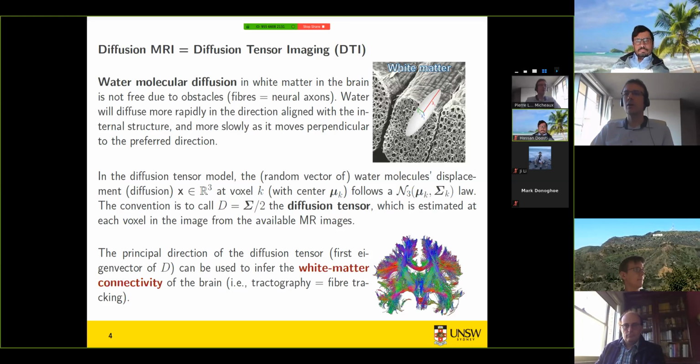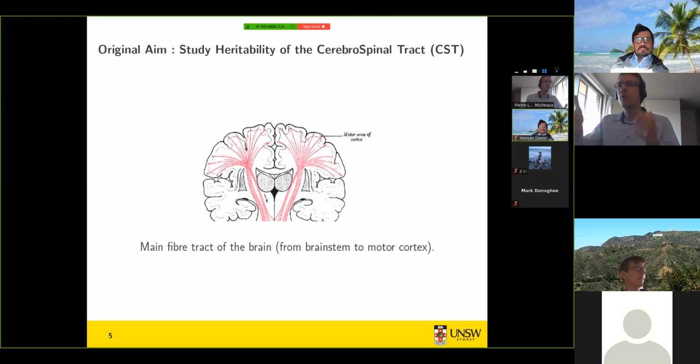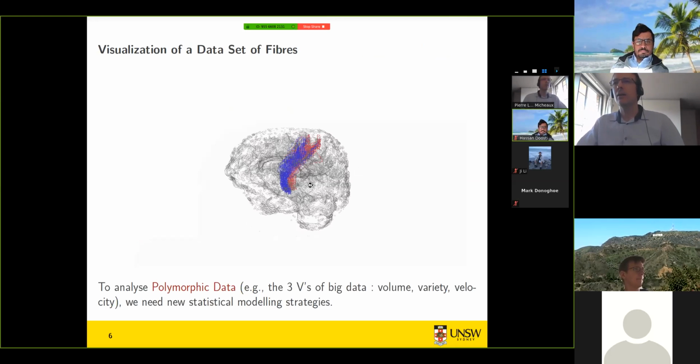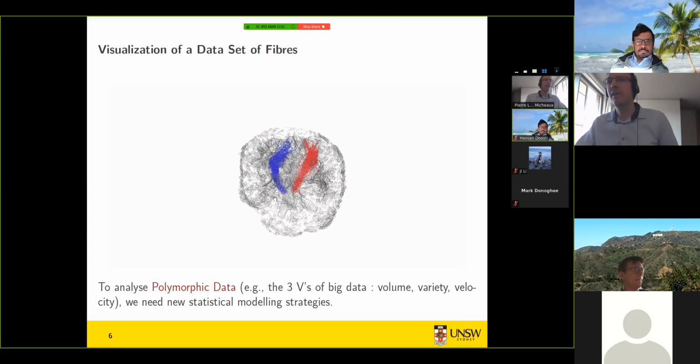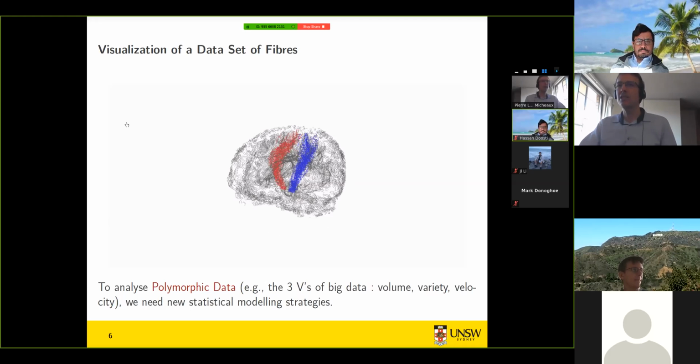And then we use something called tractography to obtain measurements of these fibers. You can see here a main fiber tract in the brain, which goes from the brainstem to the motor cortex, and which is present in all mammals, because these are the nerves that allow us, for example, to move our hands or legs and so on. We are interested in this main fiber tract, and these are examples of data that were collected on different subjects. You can see on the left and right hemispheres, we measured 1,000 fibers. And we need some new statistical modeling strategies to be able to model this interesting type of data.